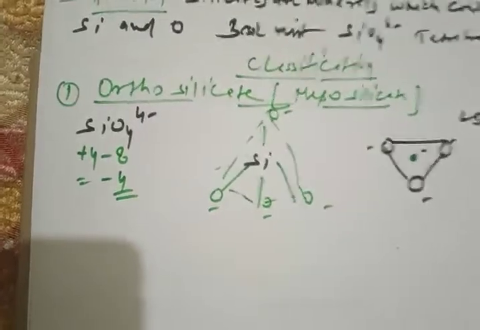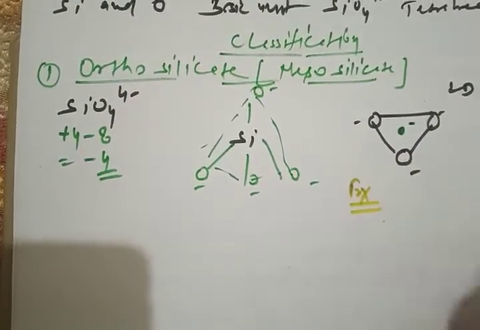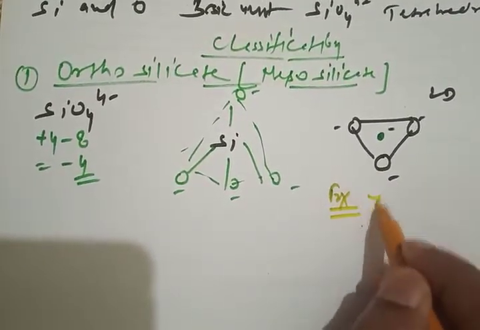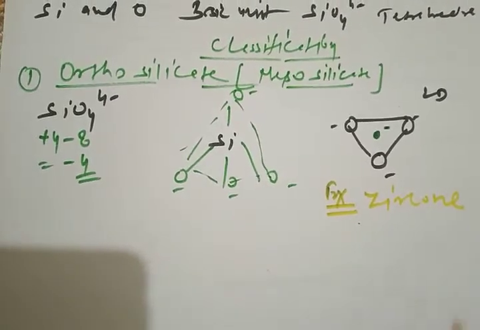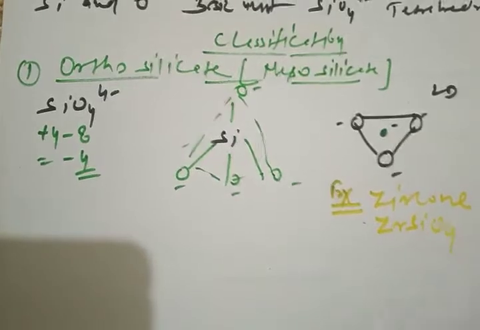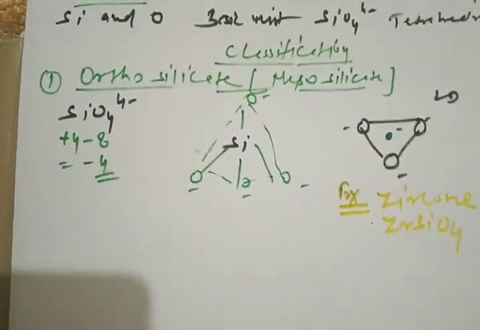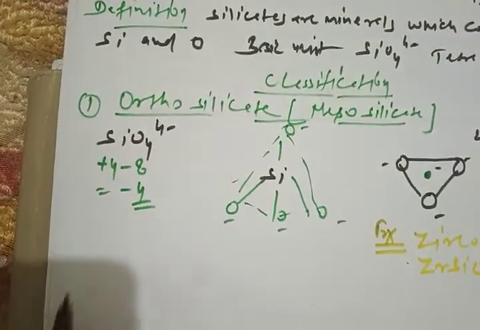And as an example of this particular silicate, zircon is the example. The formula is ZrSiO4. Got it? So this is how the first silicate is complete. Now move on to the second one.